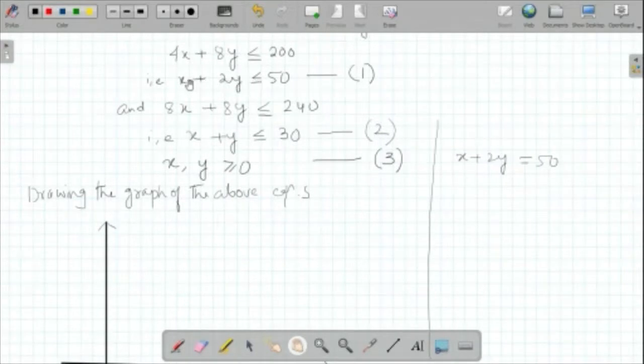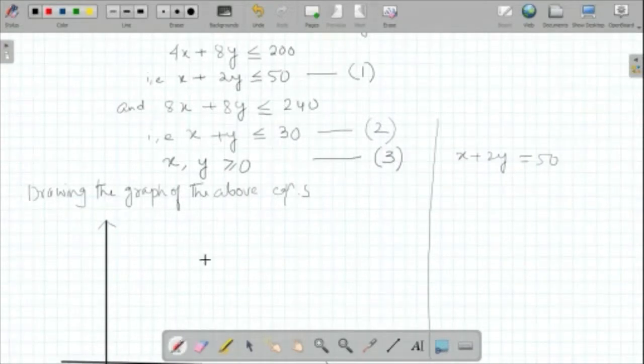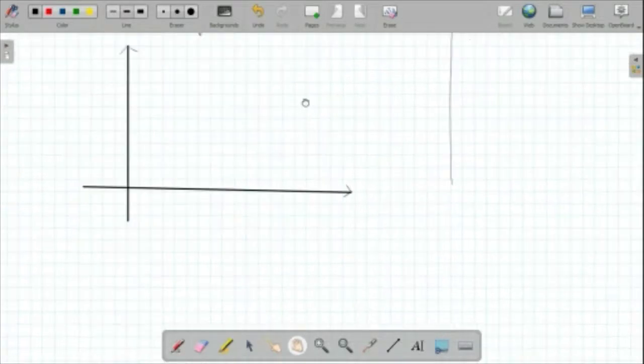So first equation is x plus 2y equals 50. Now, if x is 0, then y is 25. That means for the x-intercept we get 50, and for the y-intercept we get 25.